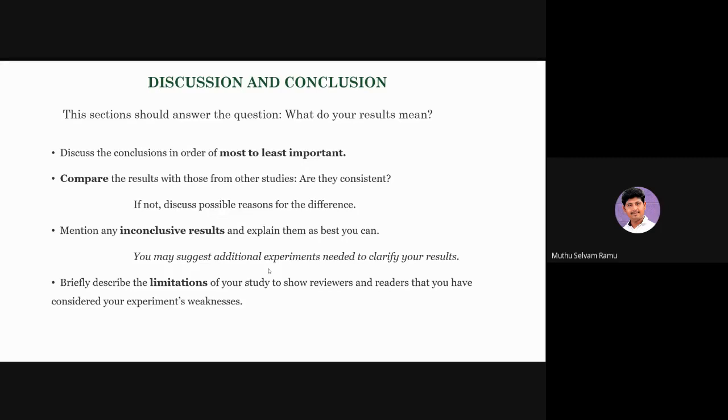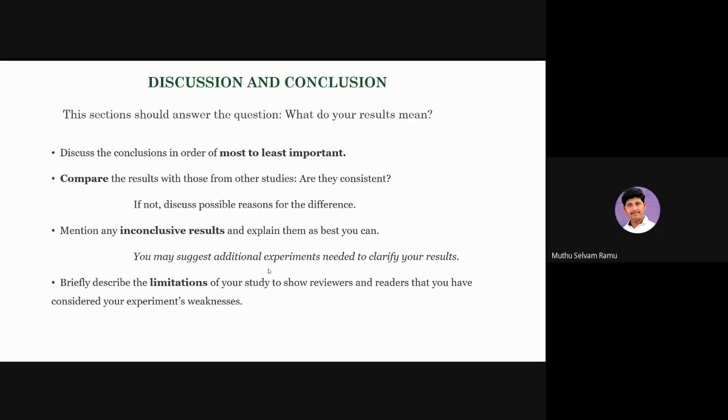And what do your results mean? That is the major question we are explaining in the discussion. We did some experiments, and we got the results that we have mentioned in the results section. So what do you infer from that result? That is the discussion. And a few key points for making the discussion are which is most relevant and which is least relevant. You have to keep that in mind while drafting the discussion.